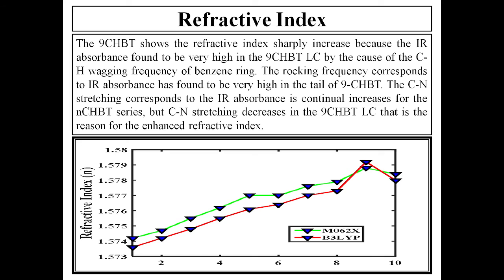The 9-HBT shows a sharply increased refractive index because the IR absorption is found to be very high in 9-HBT-LC, caused by the CH wagging frequency of the benzene ring. The rocking frequency corresponding to IR absorption is found to be very high in the tail of 9-CBT. The CN stretching corresponding to IR absorption continually increases with the CBT series, but the CN stretching decreases in the NCBT LC, giving an enhanced effective index.